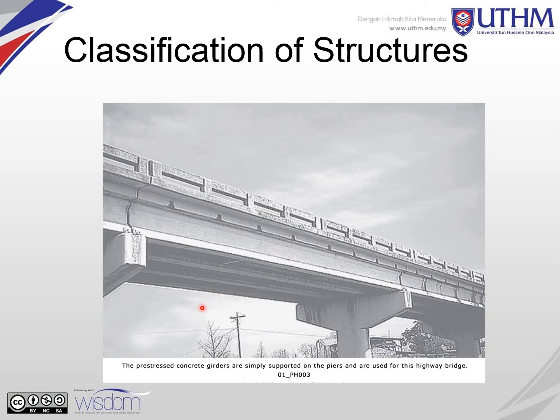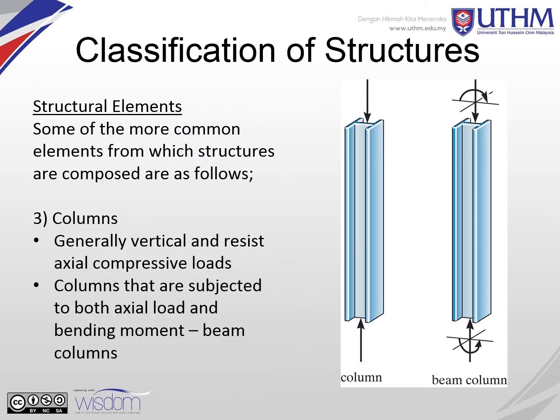This is an example where pre-stressed concrete girders are simply supported on piers and are used for this highway bridge. You can see this is an example of the pre-stressed concrete girders used for the highway bridge. So for the classification of structures, we have already mentioned two types of elements. The third one is the column.